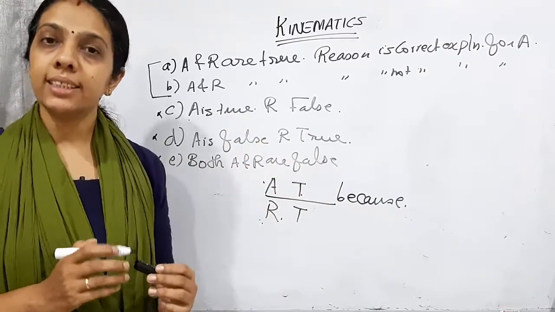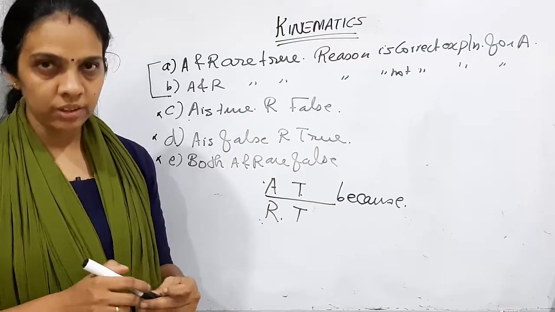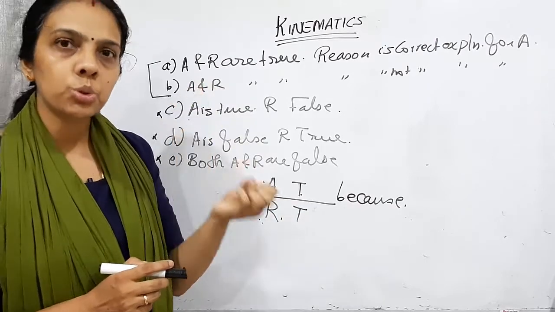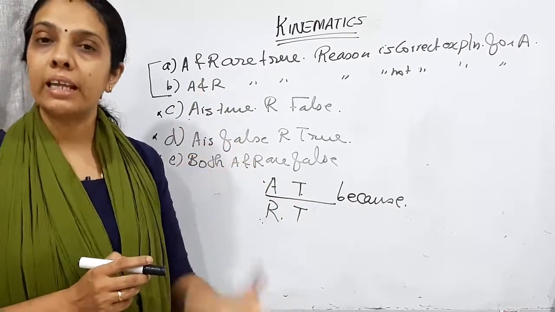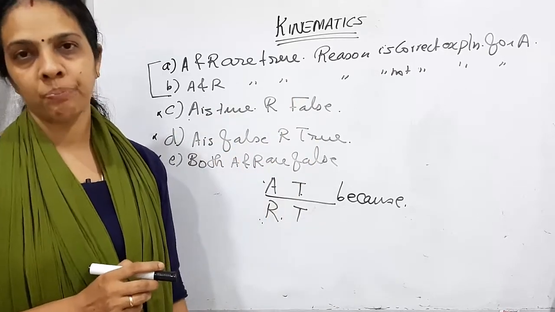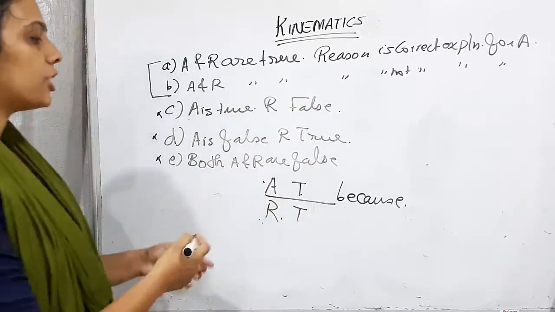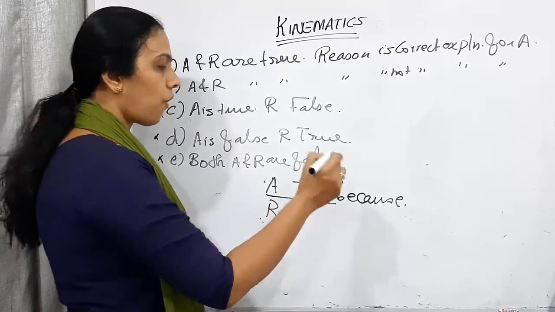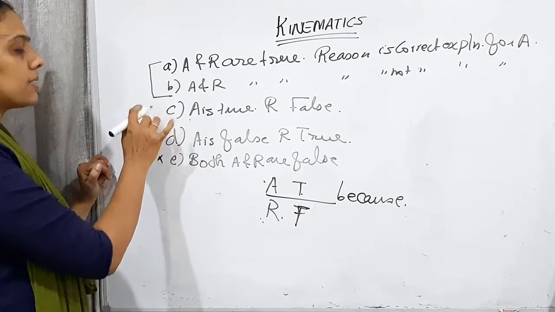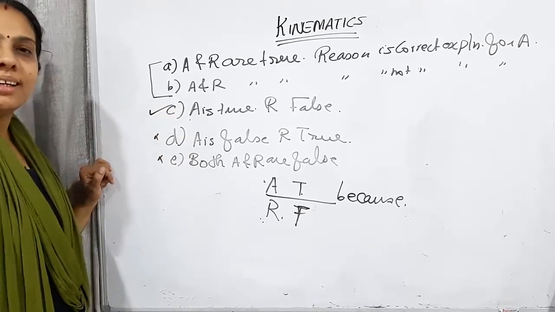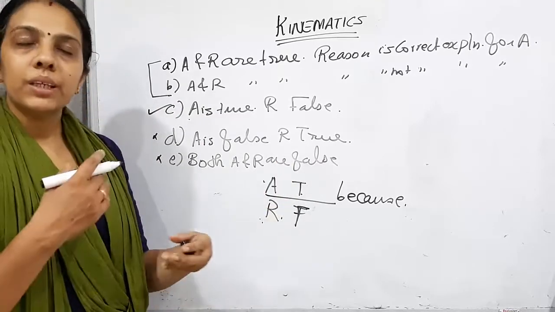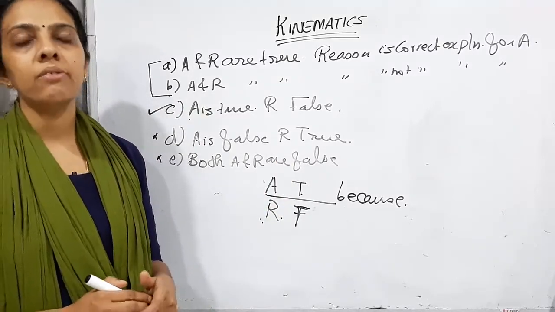So while you are getting an assertion reason type question, you should analyze whether both statements are true or false. Then you can eliminate some other options. So if suppose the assertion is true and the reason is false, then the only option is this one, right? And if the assertion is false and the reason is true, the same way. So we can eliminate and find out.